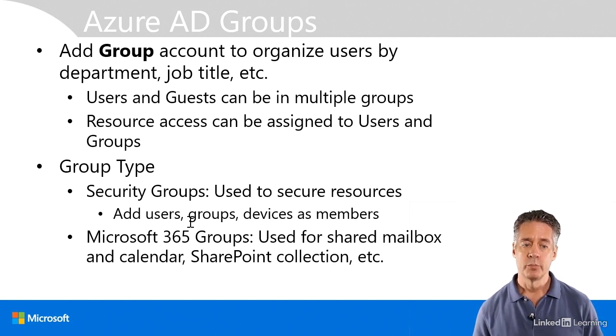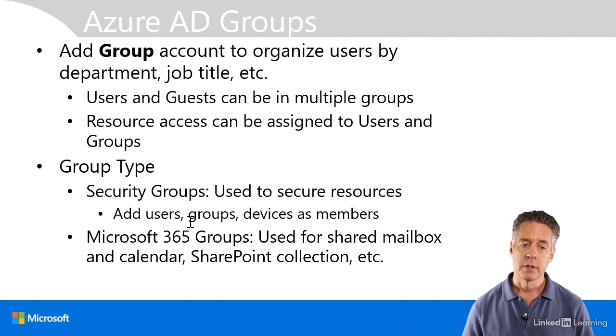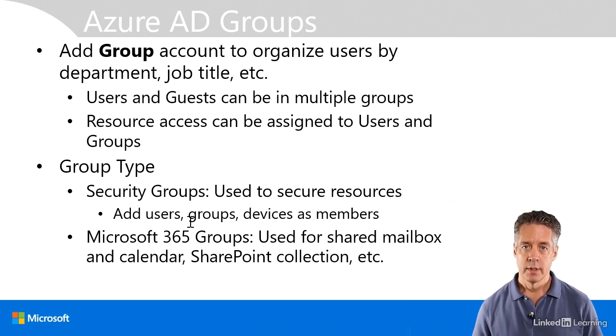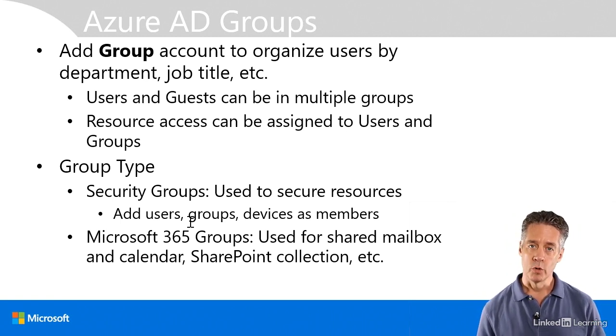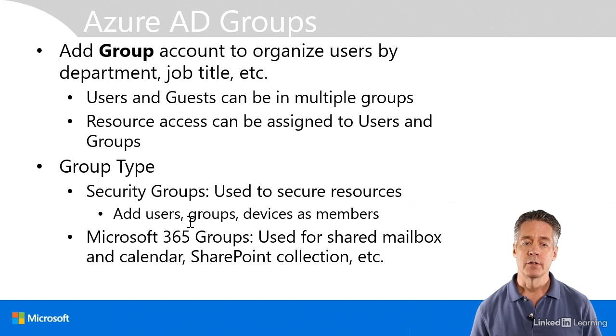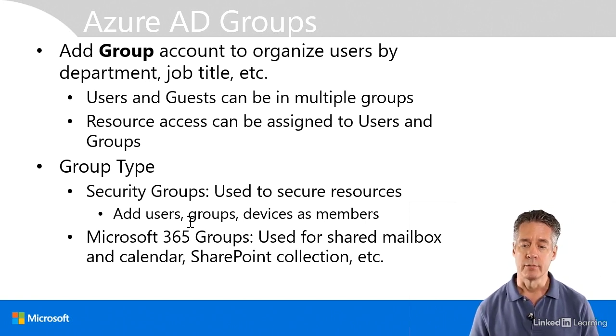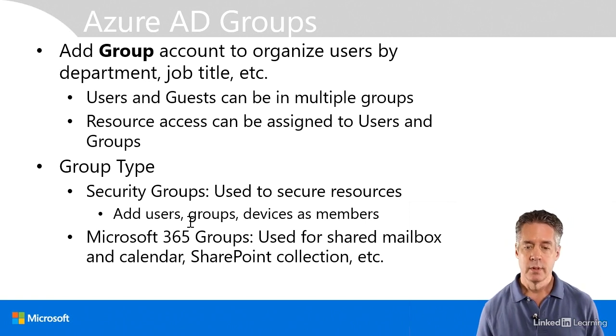When you set up a group, there are two types to know about. There are security groups and Microsoft 365 groups. Typically for Azure AD, you're going to be using security groups because those are the ones that you can use to assign roles and permissions. Microsoft 365 groups are used for features in Microsoft 365, like SharePoint collections, shared mailboxes and calendars, and so forth.